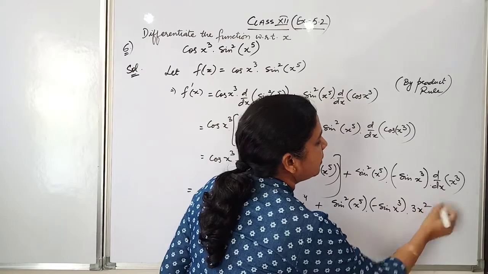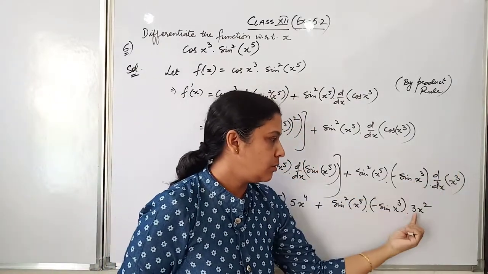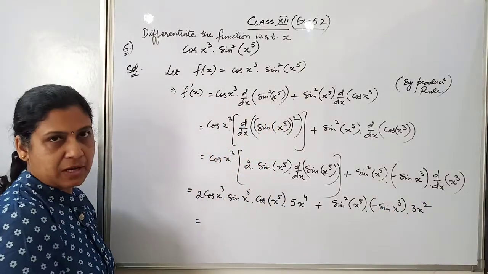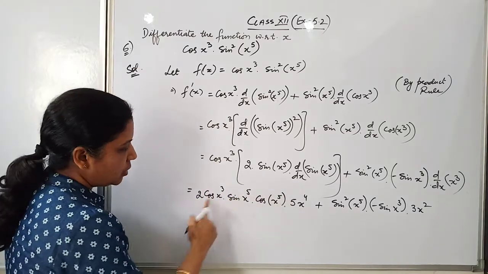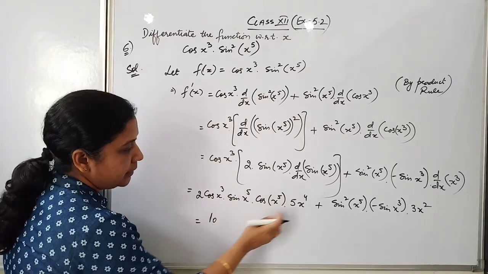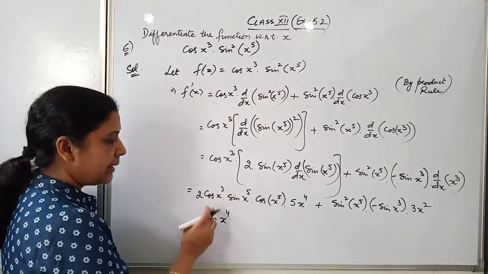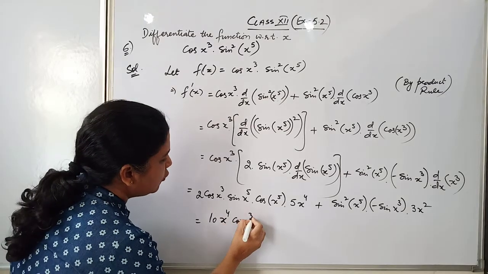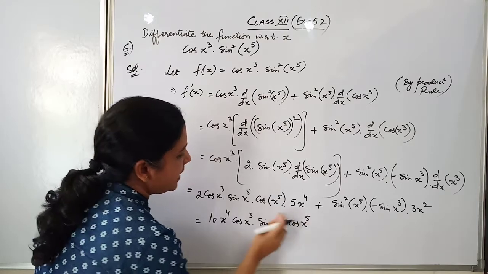It is 3x square. By the formula, derivative of x raised to power n is equal to n into x raised to power n minus 1. Just let's simplify because derivatives are done. I am going to multiply the scalars first of all. 2 into 5, 10. Then write down the polynomial function, which is known as algebraic function. Then comes the turn of the trigonometric function. It is cos x cube into sin x raised to power 5 into cos x raised to power 5.